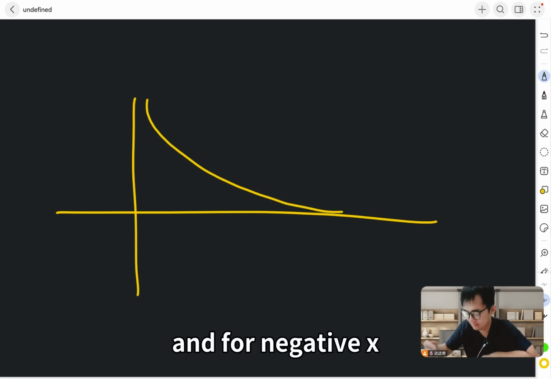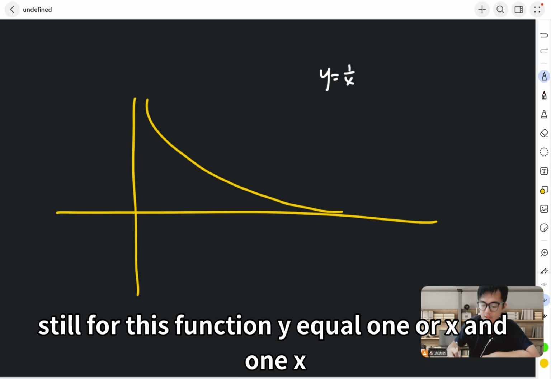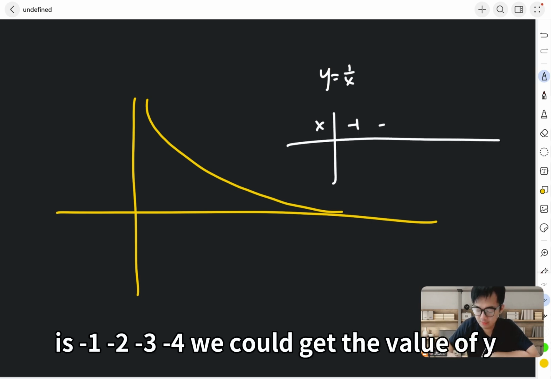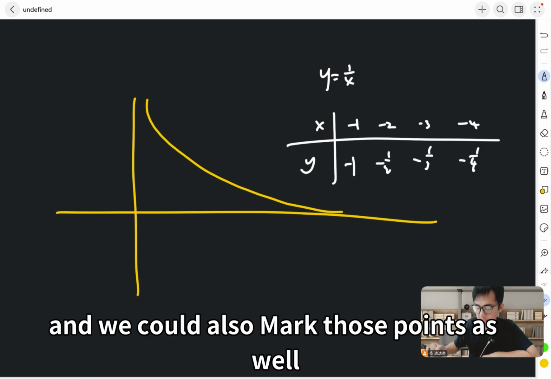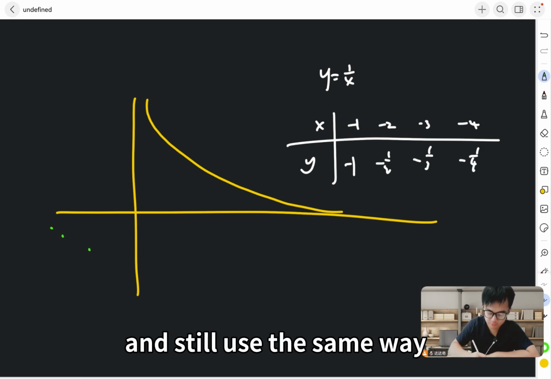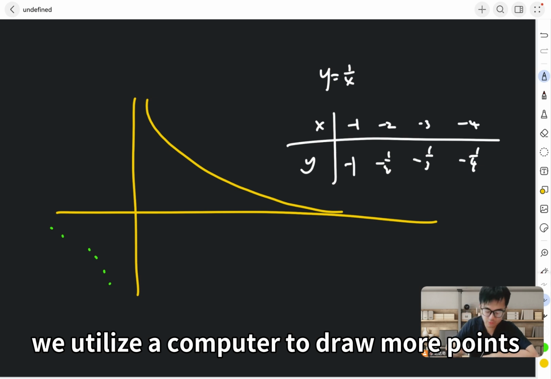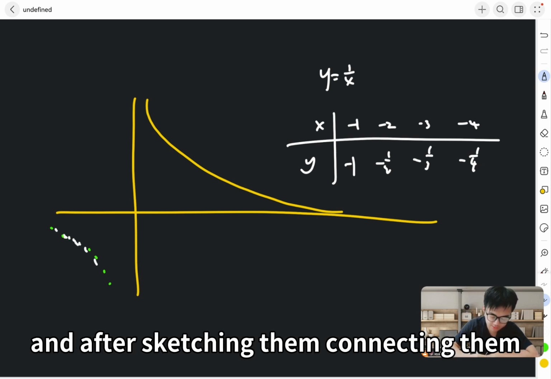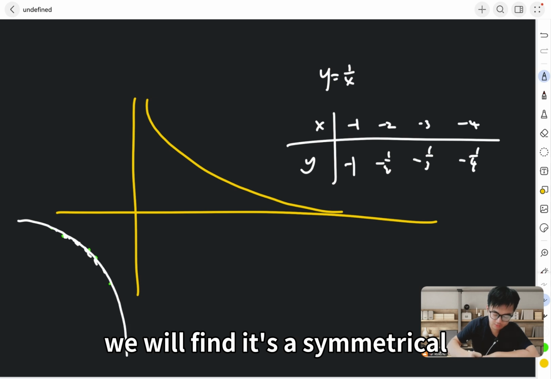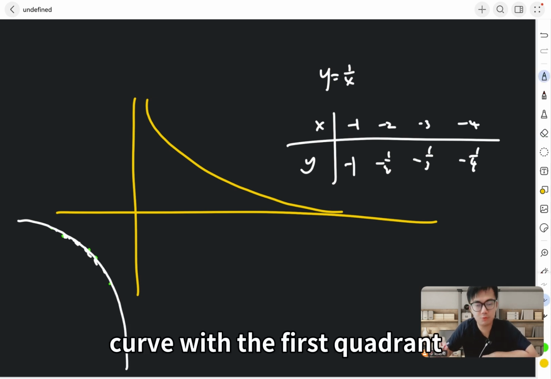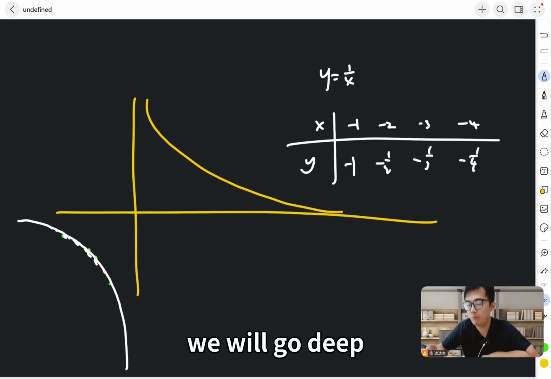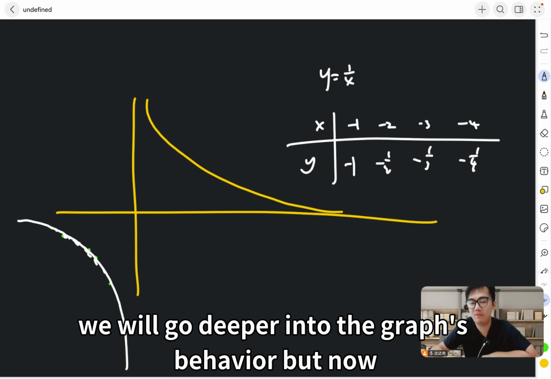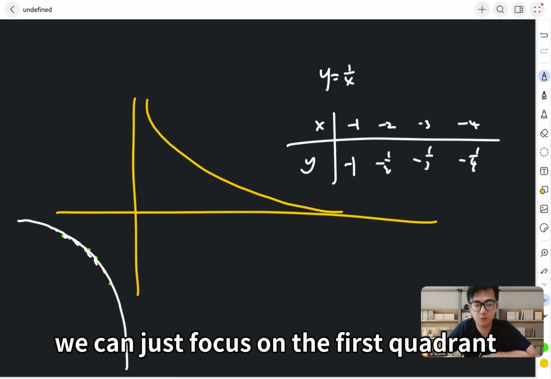And for negative x, still for this function y equals 1 over x, x is -1, -2, -3, -4. We get the values of y: -1, -1/2, -1/3, and -1/4. We mark those points as well and use the same way. We utilize the computer to draw more points, and after connecting them, we will find it's a symmetrical curve with the first quadrant. For beginners, this level is enough. We will go deeper into the graph's behavior later, but now we can just focus on the first quadrant.